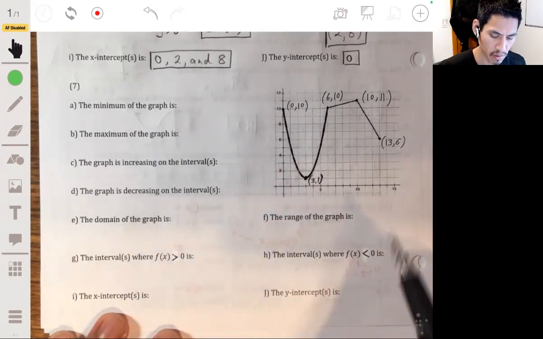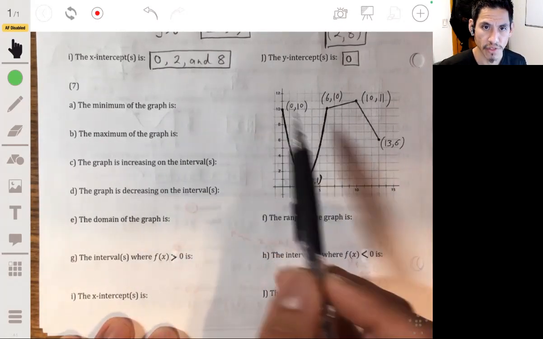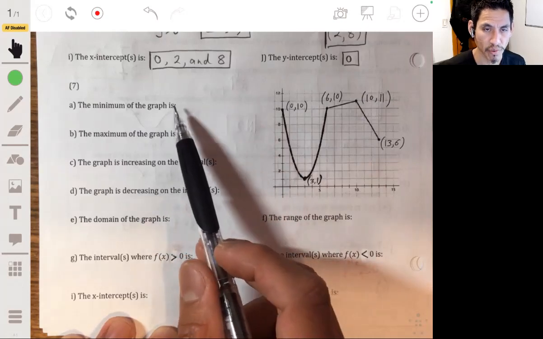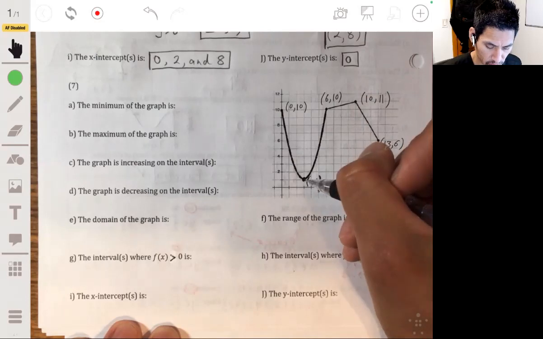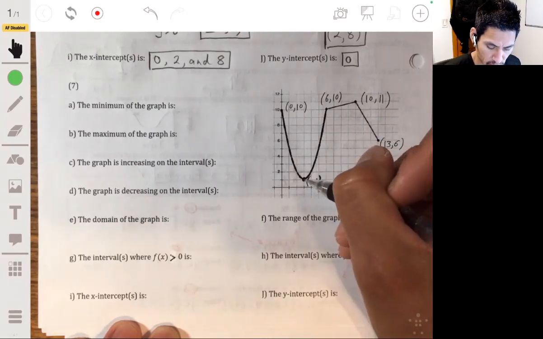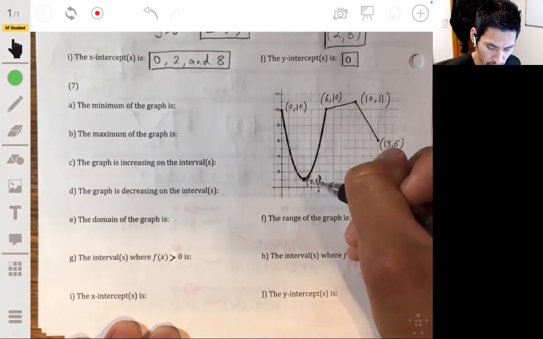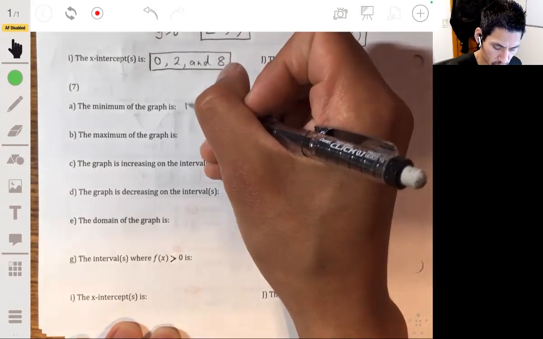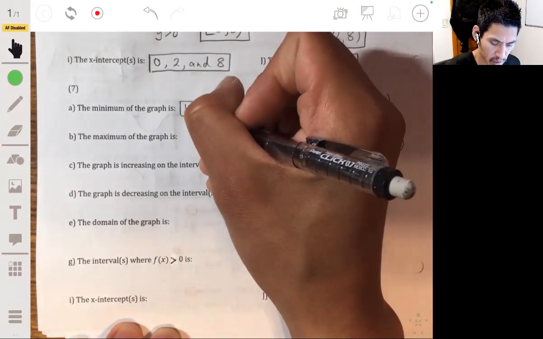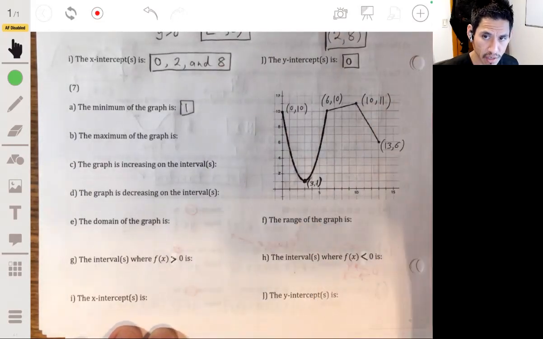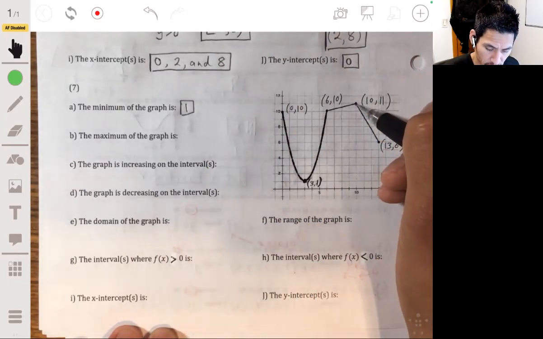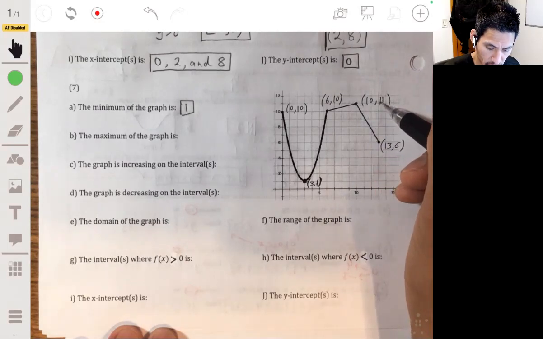But here we go. So for this graph, the minimum of the graph. Again, the y-coordinate of the lowest value on the graph. The lowest point here is at 3, 1, and we care only about the y value, so the minimum is 1. The maximum, the largest y value on the entire graph, that would be here, and the y value would be 11.